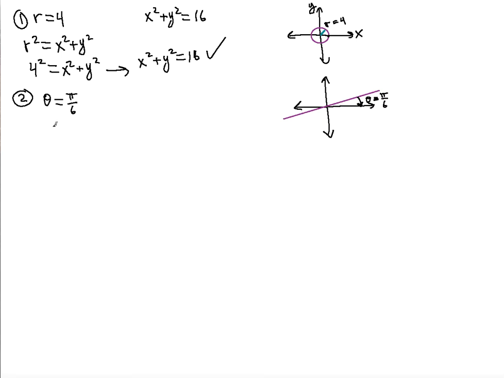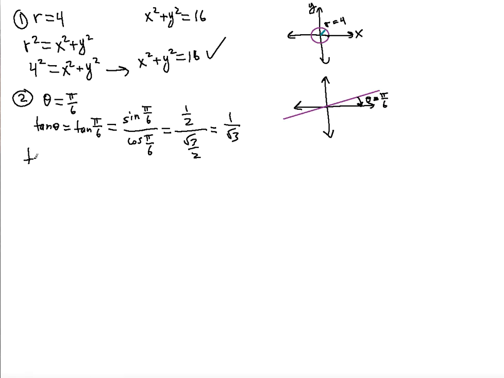So how would you derive the xy equation? You would take the tangent on both sides. Tangent of theta is equal to tangent of pi over 6. Notice that you can do that. So tangent of pi over 6 is equal to sine of pi over 6 divided by cosine of pi over 6. Sine of pi over 6 is 1/2. Cosine of pi over 6 is radical 3 over 2. So that gives you 1 over radical 3.